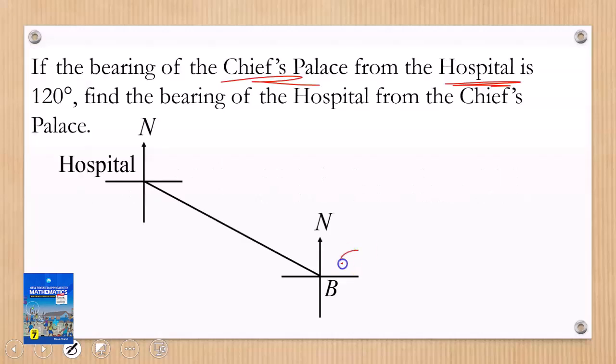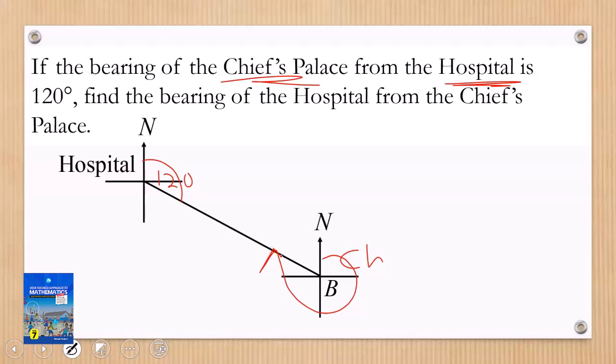We go to the chief. So this is where we have our chief palace. Now, the question says the bearing that took us to the chief palace is 120 degrees. So we have 120 like this. Now we want to know the bearing that will bring us back. That is going to be from the North Pole of the chief palace up to this point.